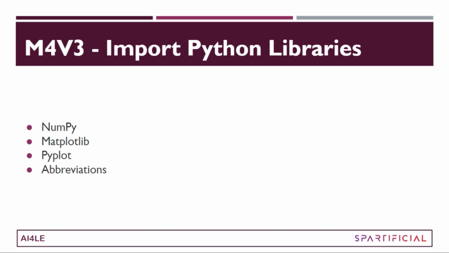Hi everyone, welcome to the third video of module 4, and here I'm going to show you how you can import Python libraries and start using them. The ones that we are going to import are NumPy and Matplotlib. Specifically, we are going to import the PyPlot module of Matplotlib. And then what are these abbreviations that are attached with respect to importing these libraries? All of these things are going to make sense as we go ahead in this video. So let's get started.